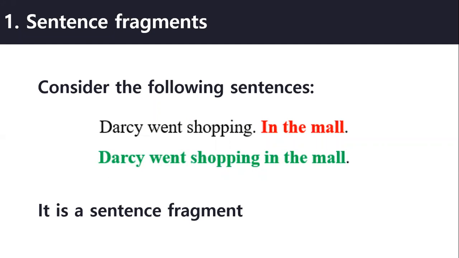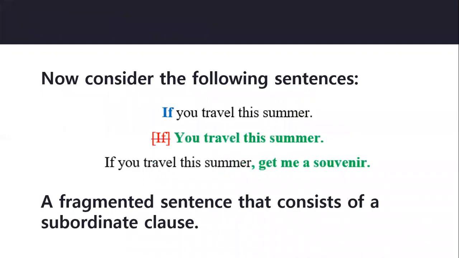Consider the following sentences. Darcy went shopping in the mall. In the mall. Notice that the second one, in the mall, does not contain a subject, nor does it contain a predicate. It is a sentence fragment, and it does not make sense on its own since it lacks information. We cannot say "in the mall" and stay quiet. It is not a sentence. It makes no sense.